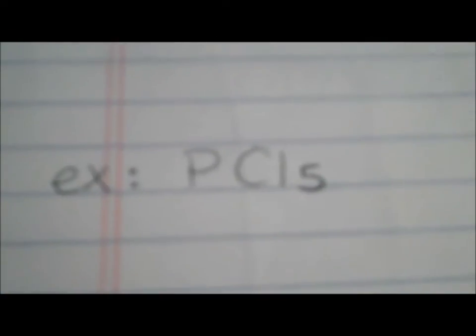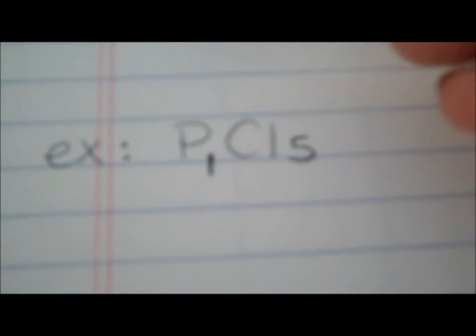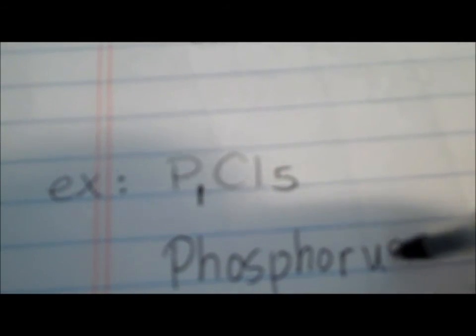And our last example, we're going to have PCl5. So P is 1, still no prefix as it's mono. Now notice how our first one's names did not change. So it's going to be phosphorus. And then Cl has a prefix of 5.